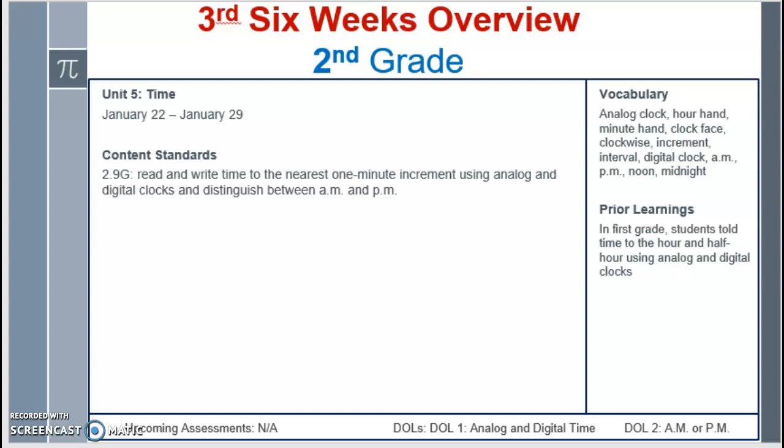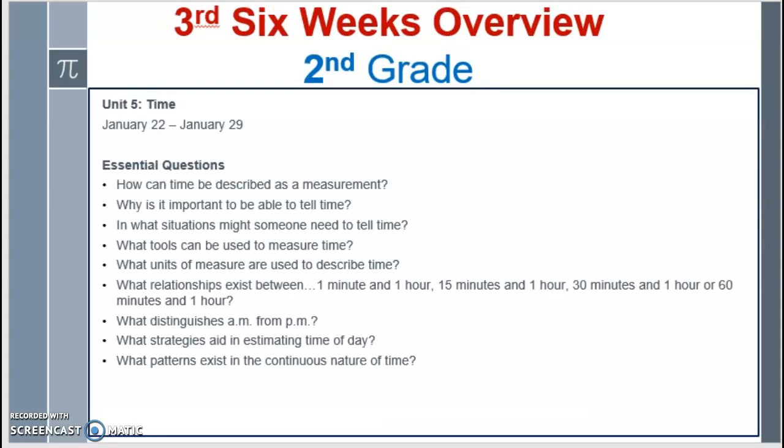And in first grade, our students were telling time to the hour and half hour using both analog and digital. So now we have to the nearest 1 minute increment, and so understanding that next level of telling time. Some essential questions would be, how can time be described as a measurement? This might be one of those important pieces to bring out something linear like a yardstick or a tape measure, or something to help students understand that it just sort of repeats in a circle, but it's very much linear.